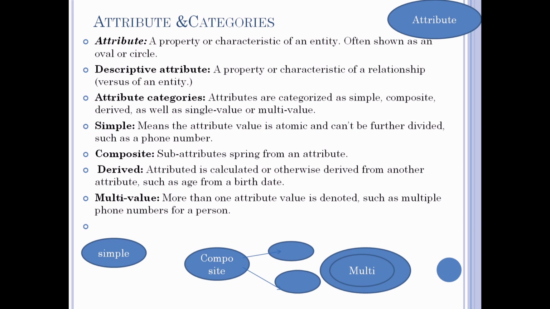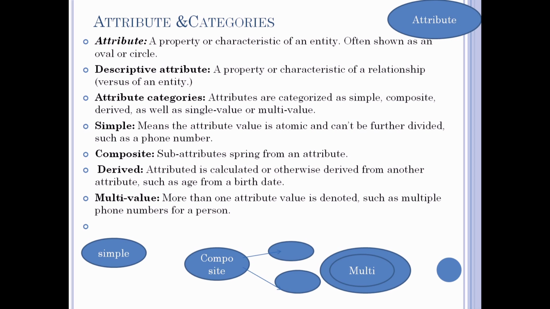And next, within attributes we have one more attribute, which we call a descriptive attribute. Descriptive attributes can be defined for a relationship. If you have defined any relationship, the attribute for that particular relationship is called a descriptive attribute. And next we discuss the categories of attributes. The attributes can be categorized as simple attribute, composite attribute, derived attribute, and single valued or multi-valued.